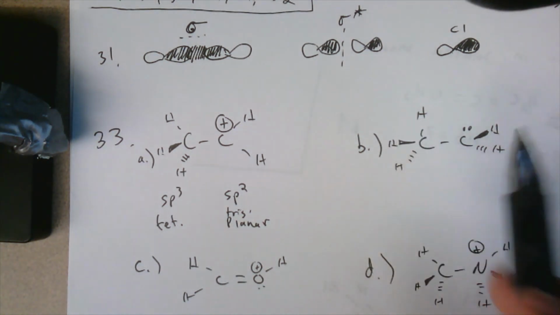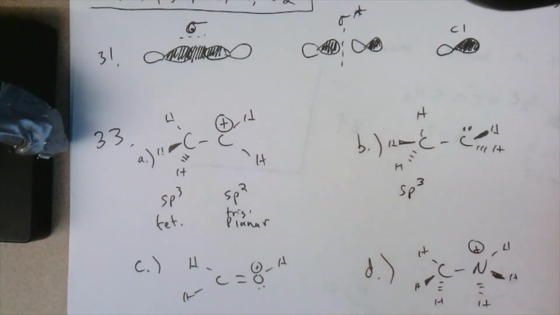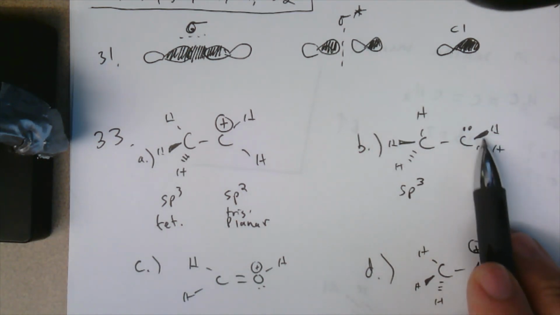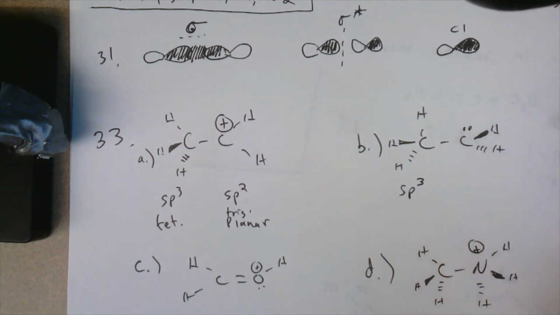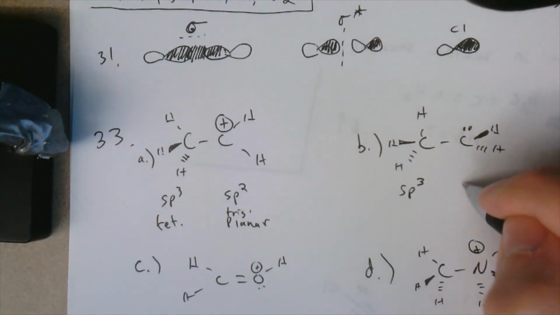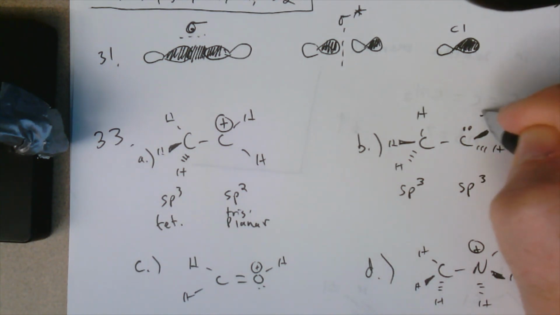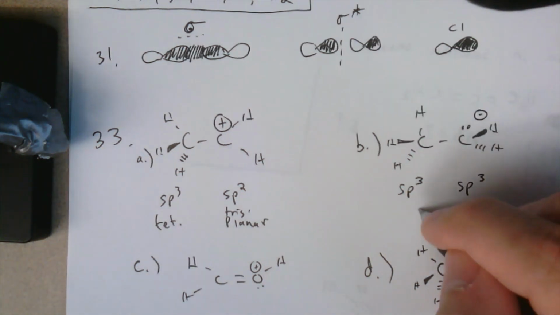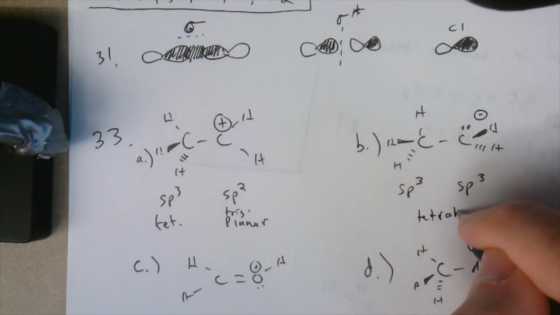Okay, this one again, we have an sp3 carbon. Hopefully we can see that. This one is a little harder to see. We have 3 things attached. We also have a lone pair, which is taking up one of our slots. So that lone pair is going to go into a hybrid orbital. So this is still going to be an sp3 carbon that has a negative charge on it. So these are both tetrahedral then.